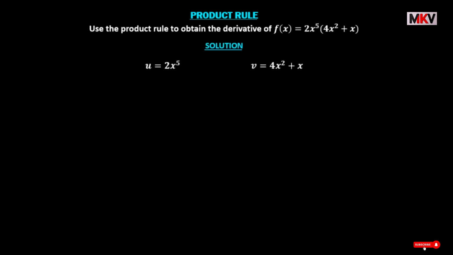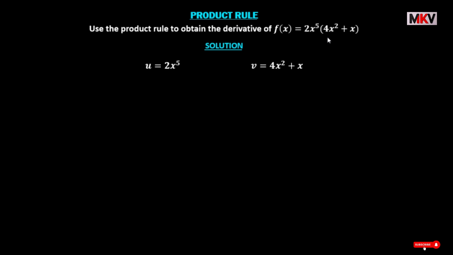Firstly, we will divide the expression into two. Before you know that the function needs product rule to find its derivative, you have to notice if there's multiplication in the expression. If you look at this expression, 2x to the power 5 is multiplying this bracket. So there's a multiplication in the expression. Therefore, we have to apply product rule to find the derivative of the function, so we divide the expression into two.